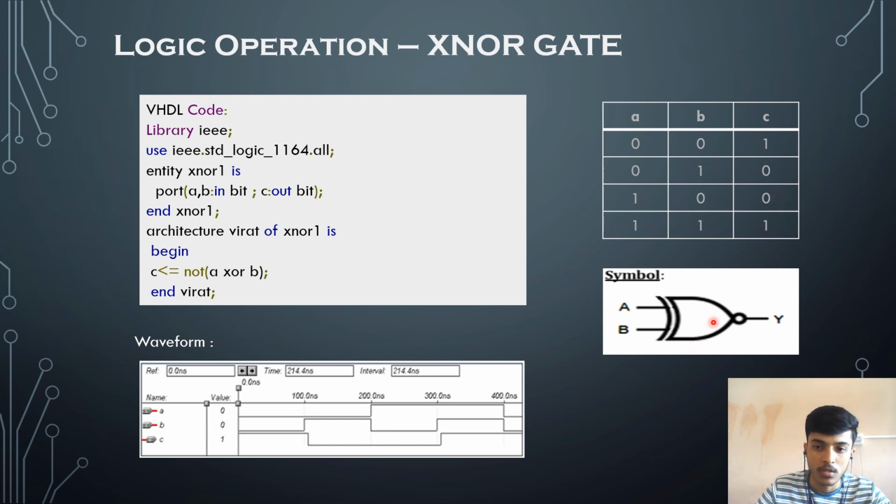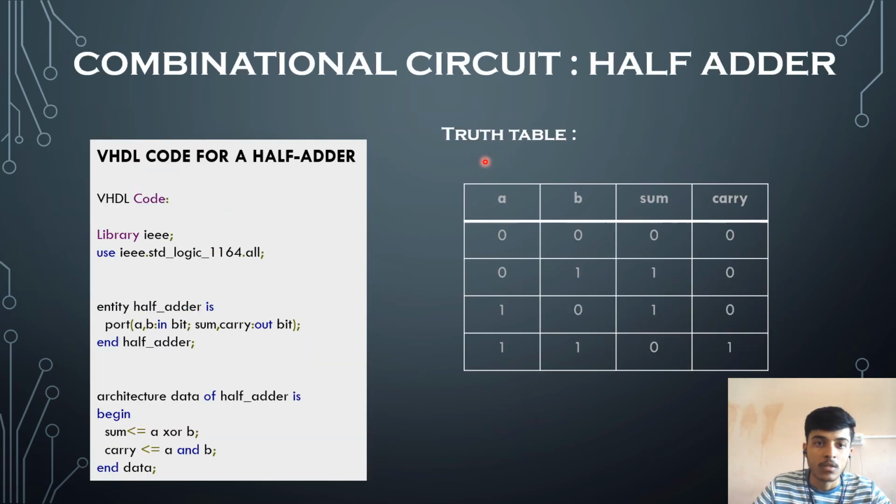This is the logical symbol for XNOR, and I have provided the waveform. Now the combinational circuit. Basically, I am taking the example of a combinational circuit, that is the half adder. We know the half adder performs addition. Here we have two inputs and two outputs; from the two inputs, we get the outputs in the form of sum and carry.